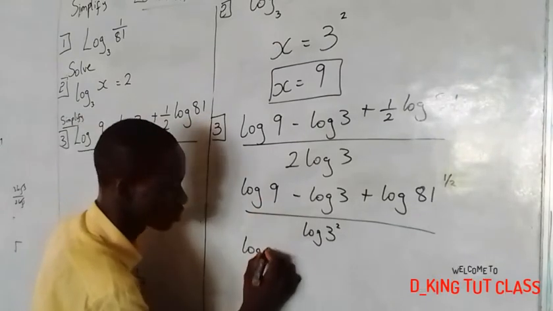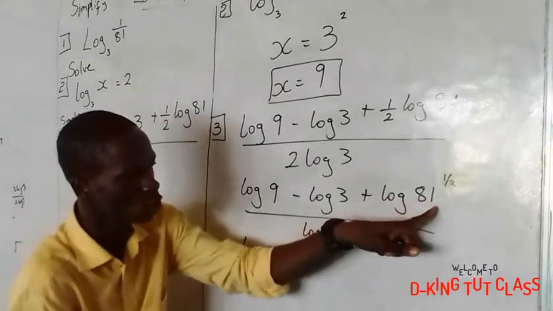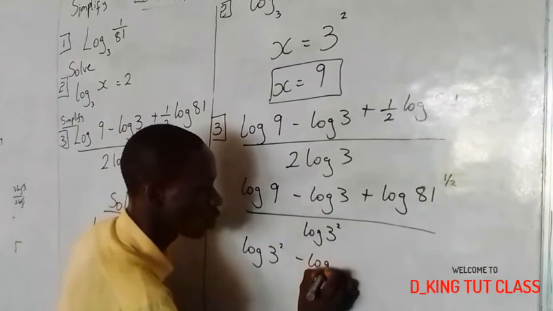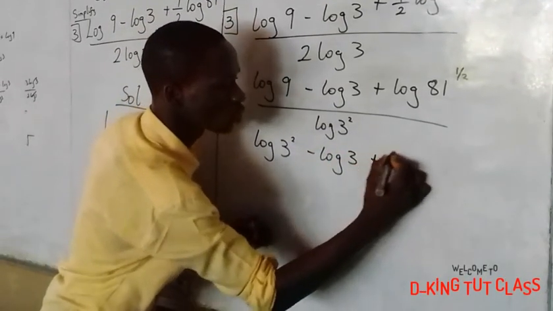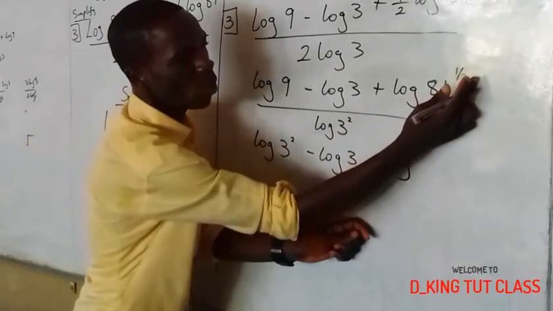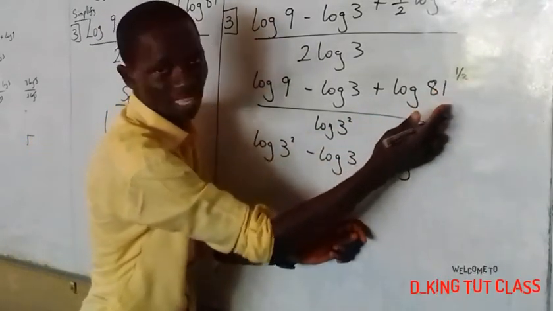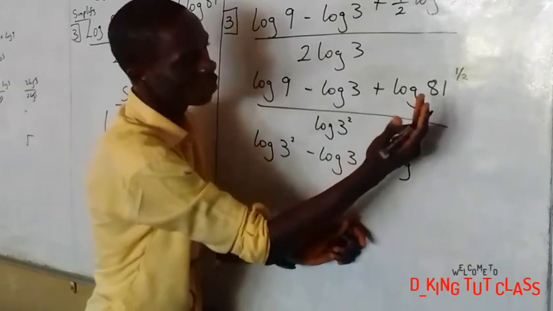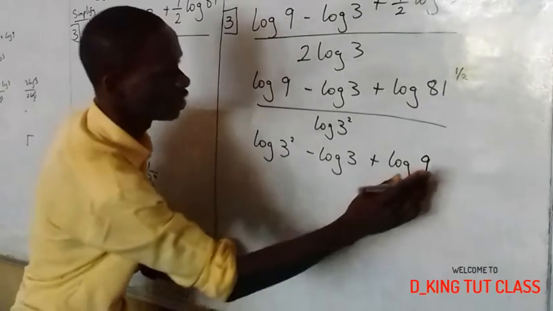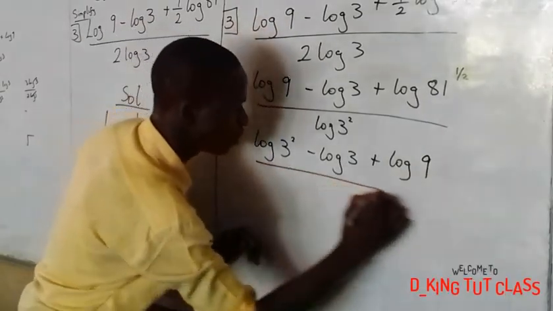Now let me write this in an index form. Just follow along. I told you, just to get the square root of 81. So you have log 3 raised to power 2 minus log 3 plus log. Now whenever you're adding a power in this form, meaning the power is a fraction, this implies that you're looking for the square root of 81. And the square root of 81 is what? 9. You understand? Yes. Okay, that's the square root of 81, which is 9.